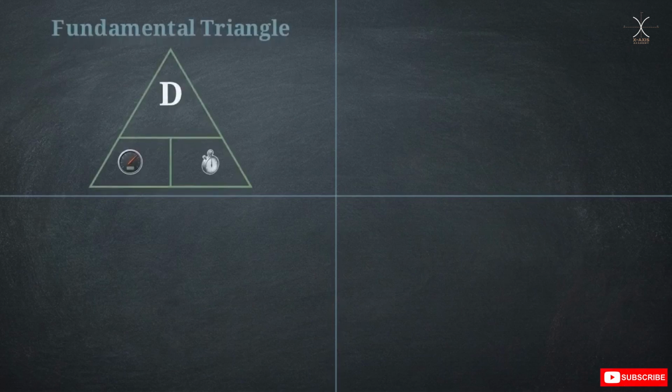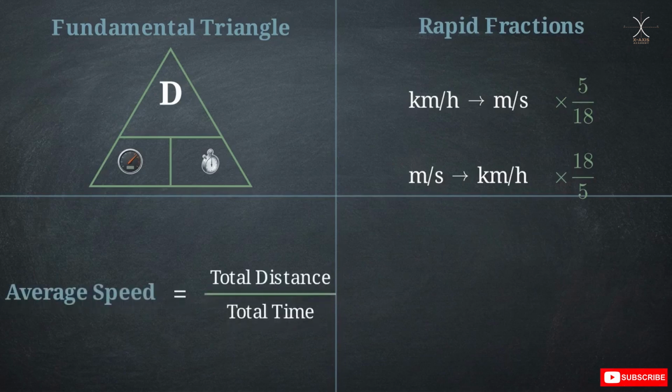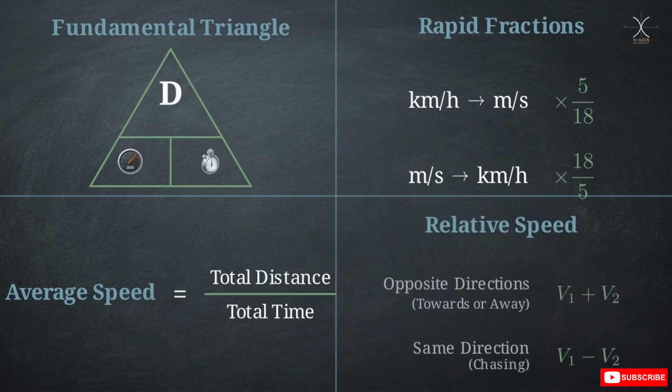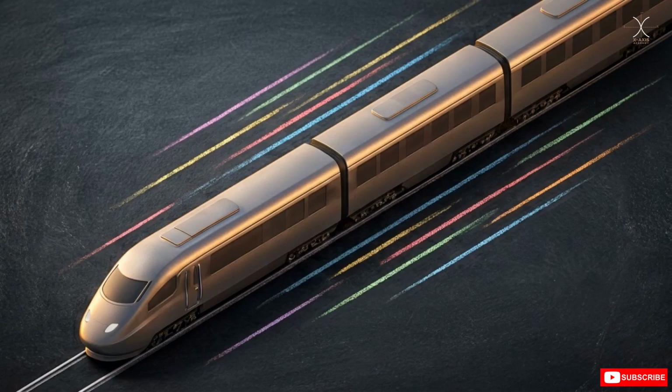To organize these tools, rely on a 4-part cheat sheet. You have your fundamental triangle for missing variables, rapid fractions for standardizing units, the total over total formula for average speed, and addition or subtraction rules for relative speed. By standardizing your units, adjusting for direction, and trusting the math over your initial instincts, you can accurately calculate any problem involving motion.